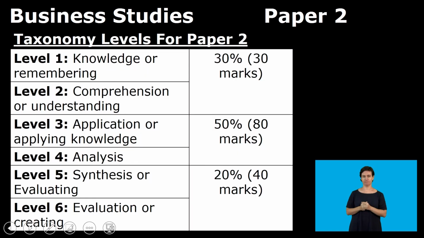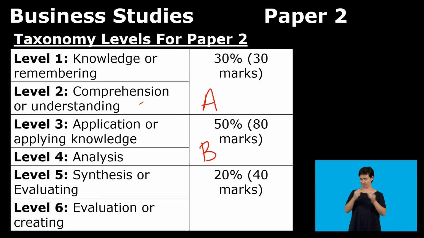So the taxonomy levels for paper 2: there's level 1 and level 2, which are normally found in your section A, the objective questions. Level 1, we are assessing knowledge or remembering. Level 2 is your comprehension or understanding, which is 30 marks in section A, which consists of 30% of the entire exam. And then level 3 and level 4 are mostly found in section B, which consists of 50% of the entire question paper, for 80 marks, whereby in level 3 we are looking at your application or applying knowledge. Level 4, analysis, that's what we are assessing.